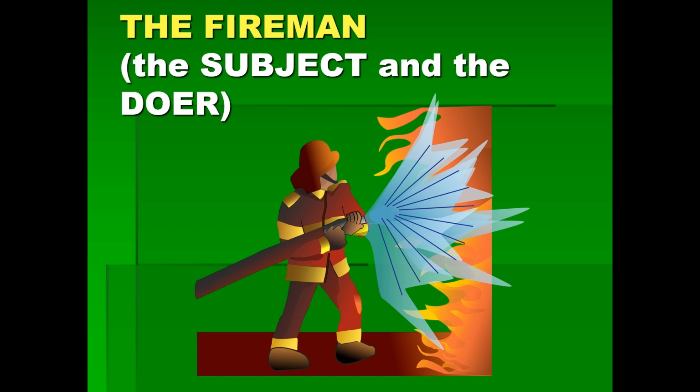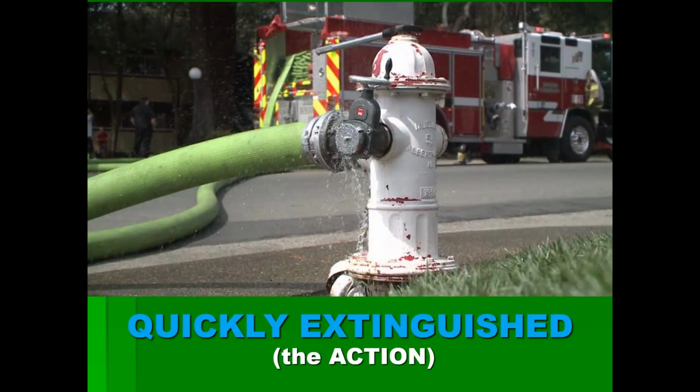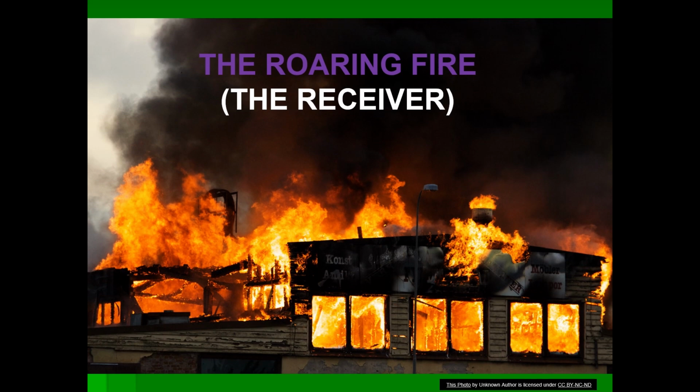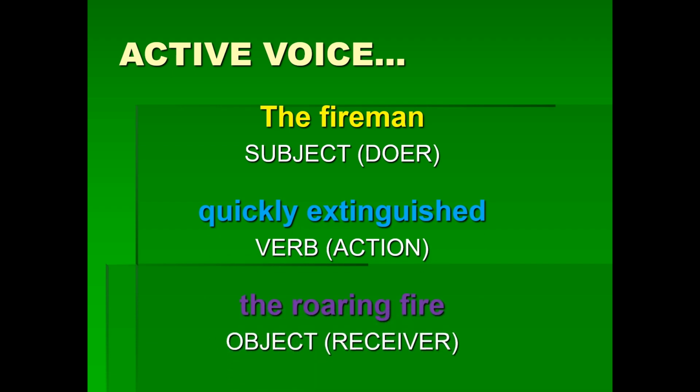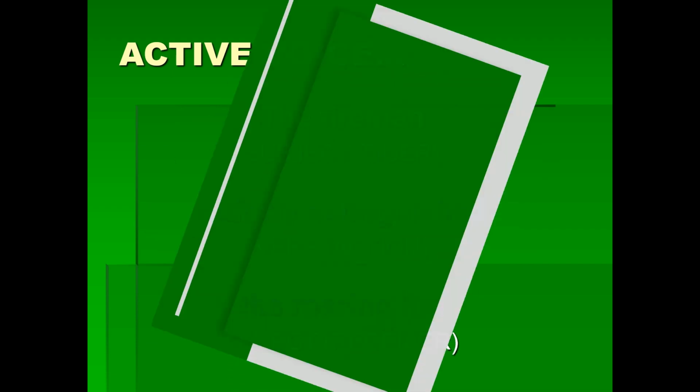What's the action? Quickly extinguished. That's the action. The fireman quickly extinguished. And the last part of the sentence is the receiver, the roaring fire. The fireman quickly extinguished the roaring fire. So here we are. The fireman quickly extinguished the roaring fire is active voice.